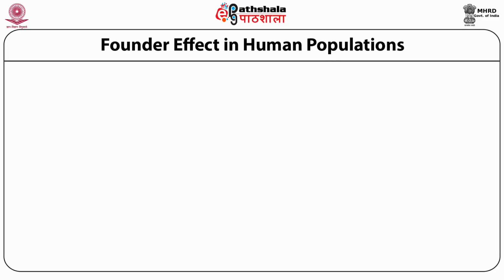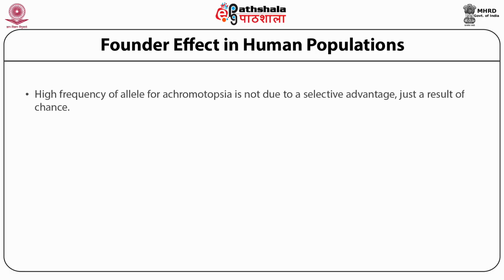Founder effect in human population. It has been seen that the higher frequency of the allele for achromatopsia is not due to a selective advantage. It is just a result of chance. So founder effect followed by further genetic drift resulted in the current high frequency.